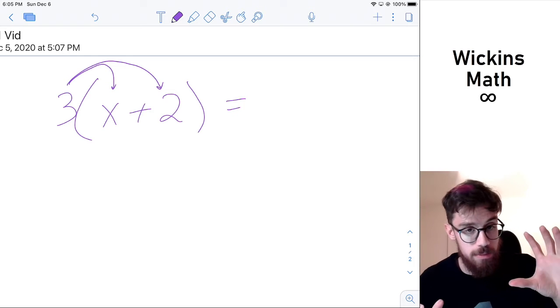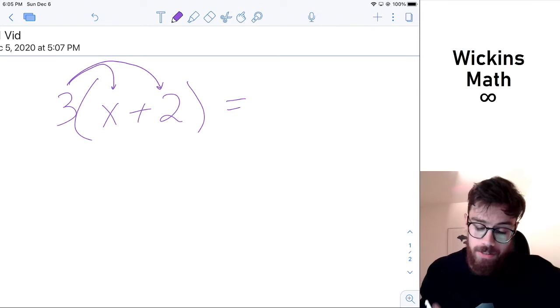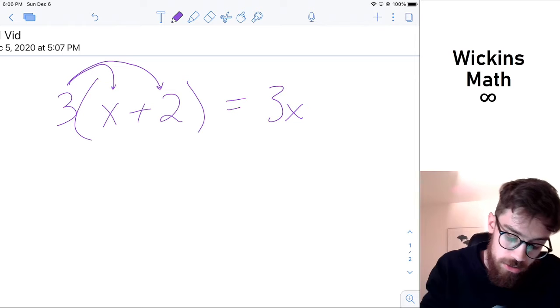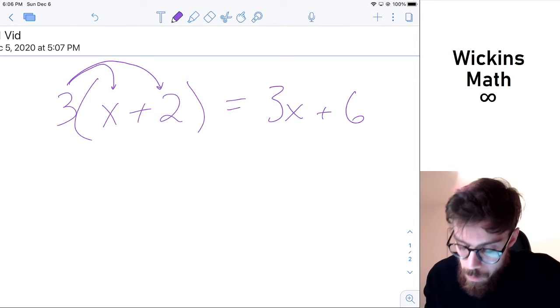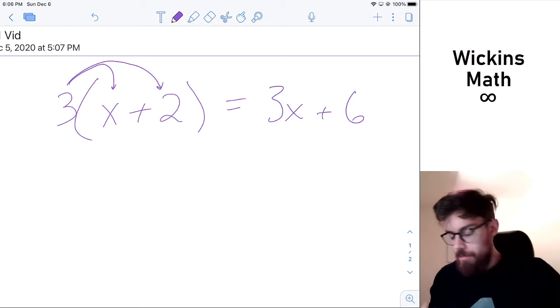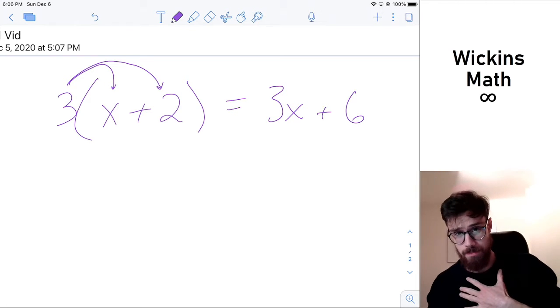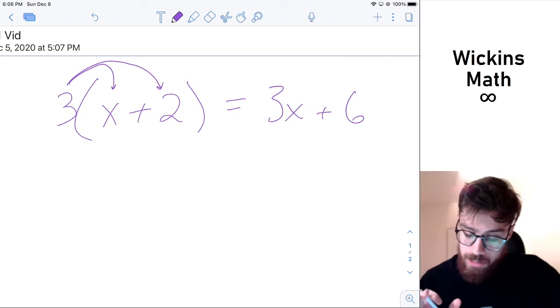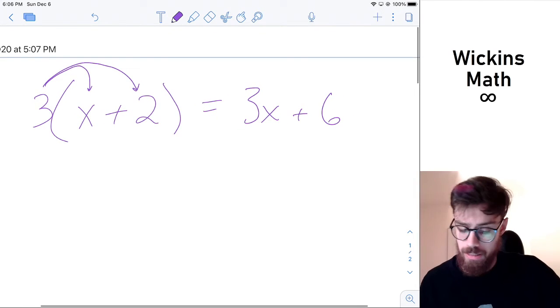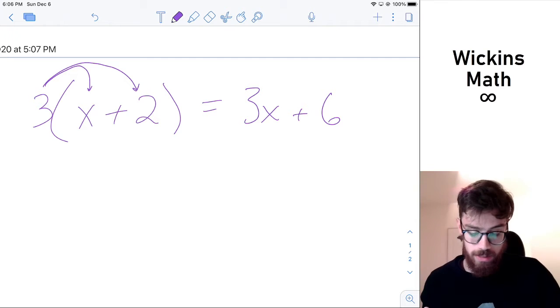So 3 times x, well, 3 and x, those are 2 different things. You got a number, you got a variable. We're just going to put them together. 3x. And then 3 times 2, okay, I can do that. 3 times 2 is 6, right? Okay, so we've been left with 3x plus 6. Okay? And you're like, well, okay, that's all there is to it, right?